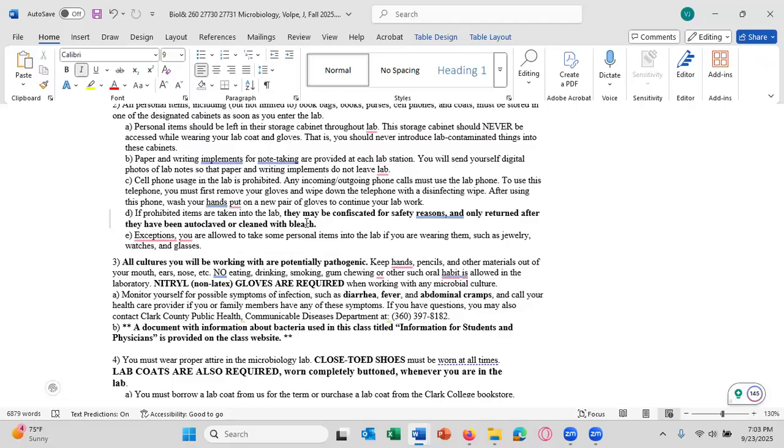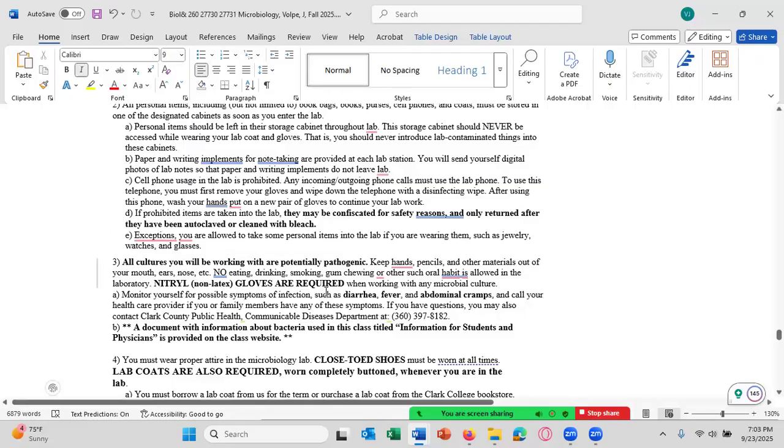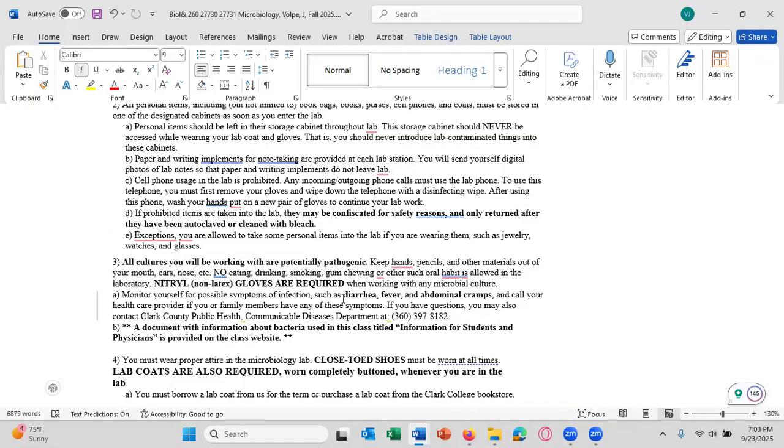And here's a big one. You can wear your clothes into the lab, right? That's something you're taking a personal item into the lab with you. You should consider all cultures you're working with to be potentially pathogenic. That means they can cause illnesses. Keep hands, pencils, and other materials out of the orifices in your face, meaning out of your mouth, your ears, your nose, etc. There's no eating or drinking, smoking, gum chewing, or other oral habit allowed in the lab.